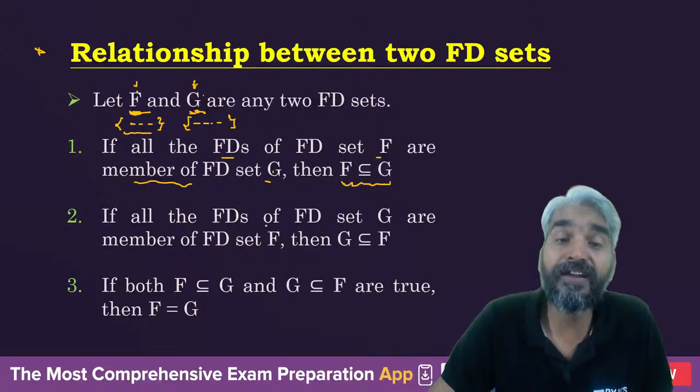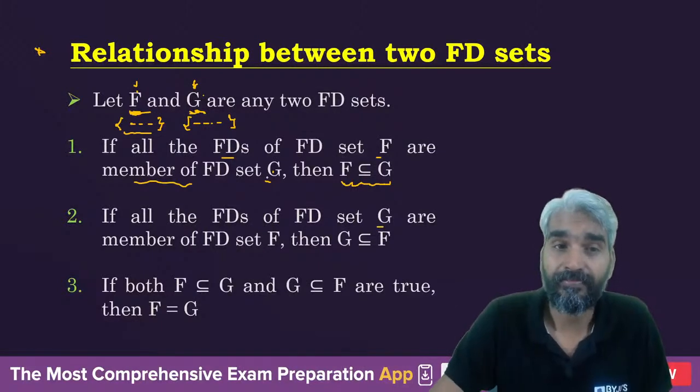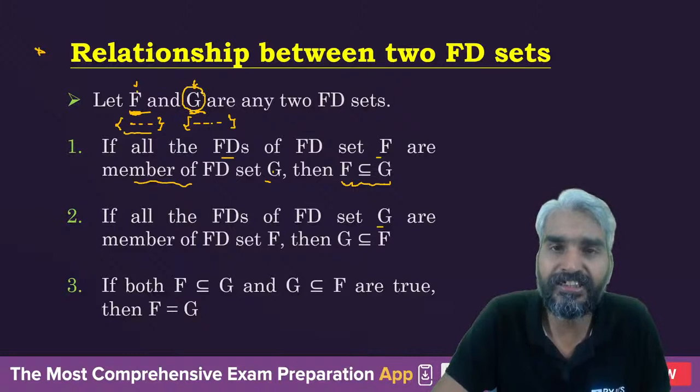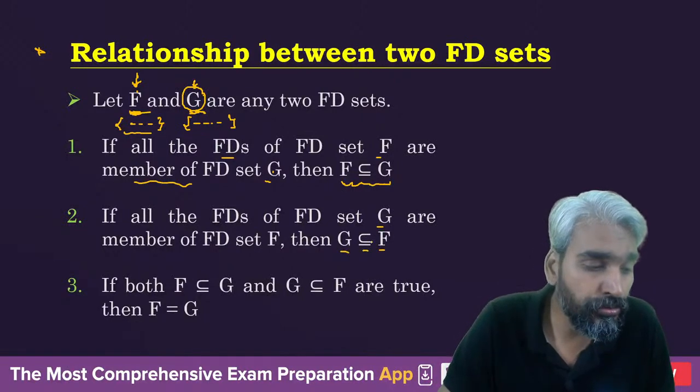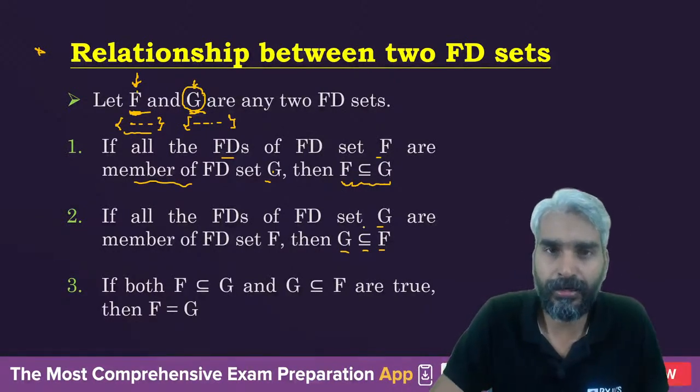Now the second one, we are talking in the reverse direction. If all the FDs of FD set G are member of FD set F, then we can say that G is a subset or equals to F. G is a subset or equals to F.